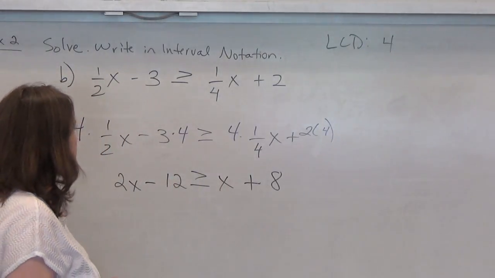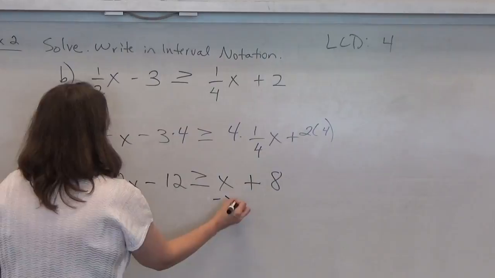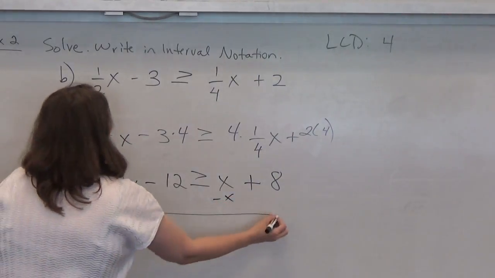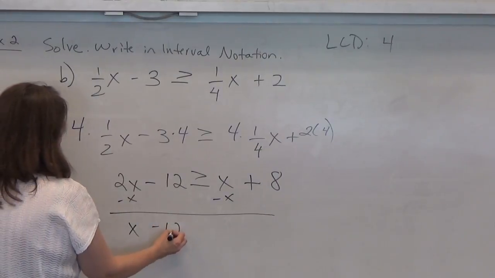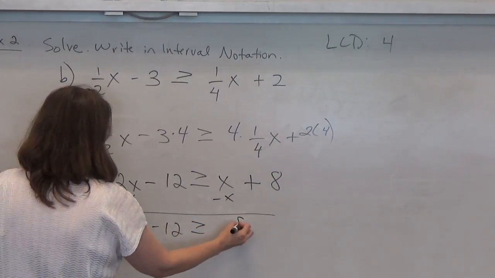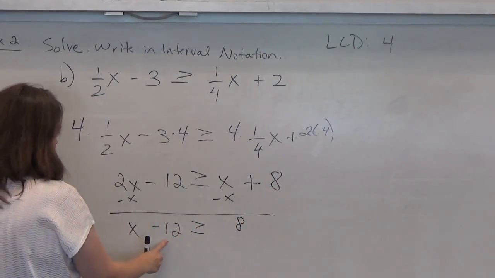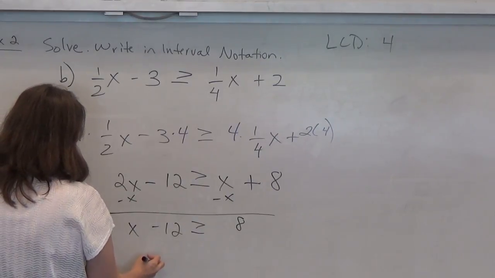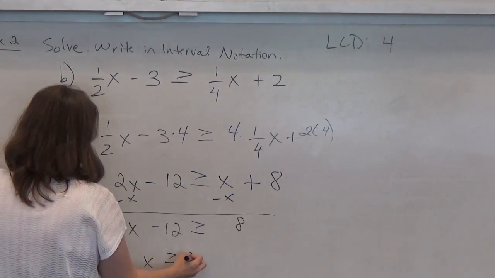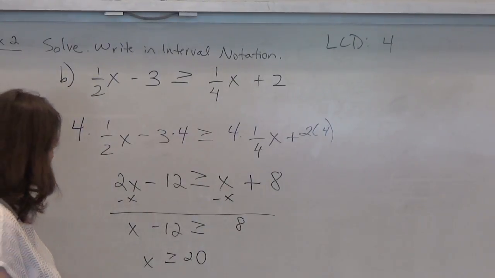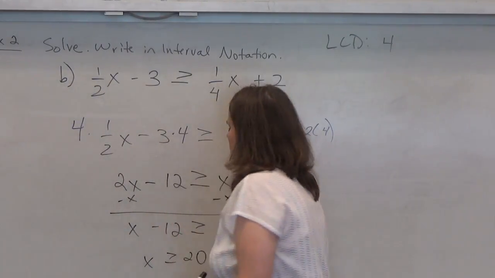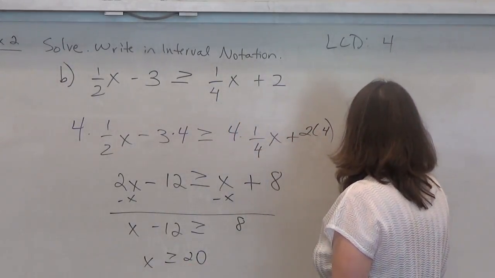So in order to accomplish that, I'm going to subtract x on both sides. And that gives me x minus 12 is greater than or equal to 8. And now I want to add 12 to both sides. So x is greater than or equal to 20. Okay, so x is greater than or equal to 20. Before I give my answer in interval notation, I would like to see how it looks on a graph.